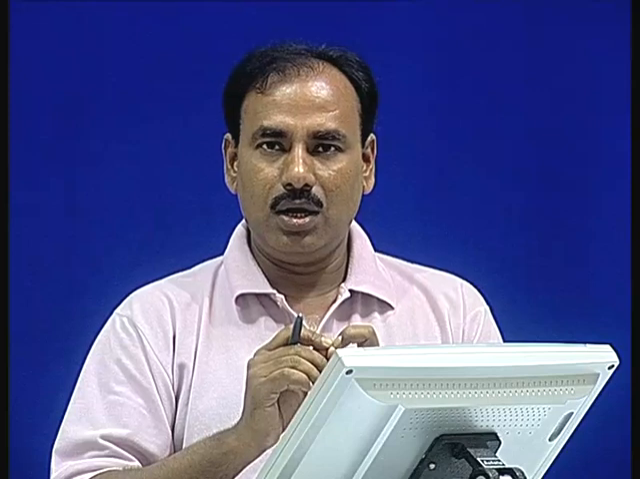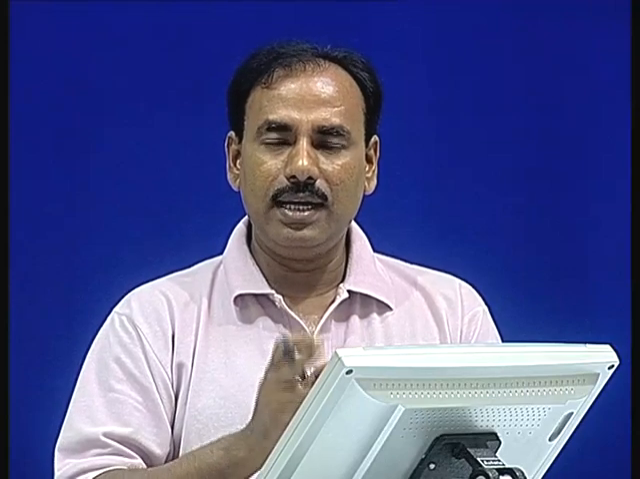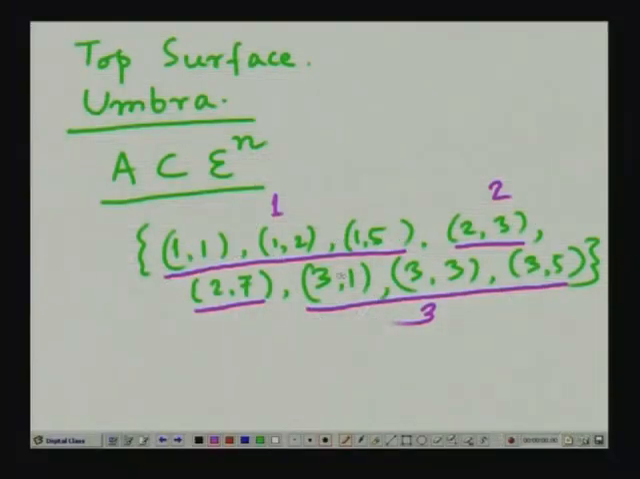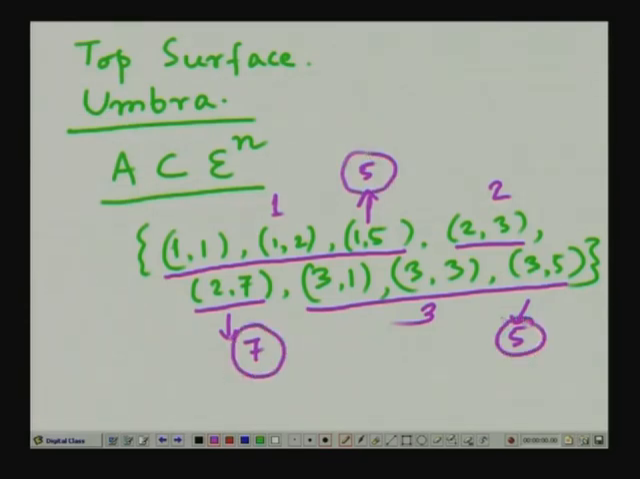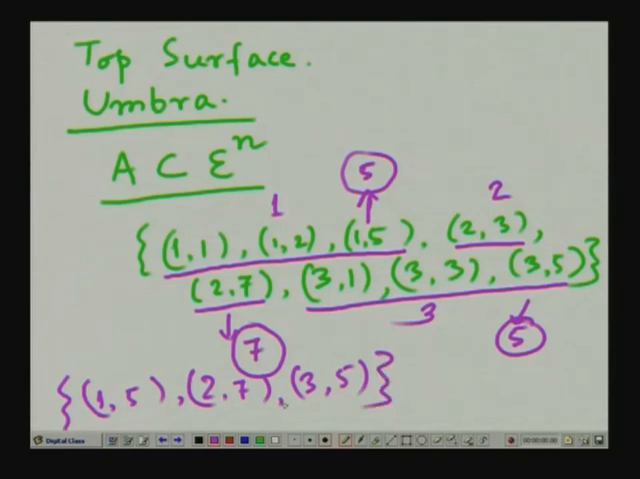So, what we do is, for each n minus 1 tuple, we try to find out the maximum value of the nth component in set A. As in this case, for all these points, the maximum value is 5. For this case, the maximum value is 7, whereas for this case, the maximum value is again 5. So, the top surface consists of these values 5, 7 and 5. So, the top surface consists of the points (1, 5), (2, 7) and (3, 5).